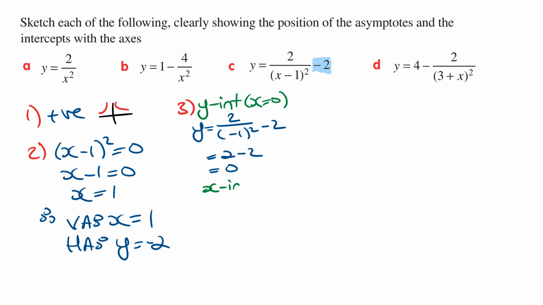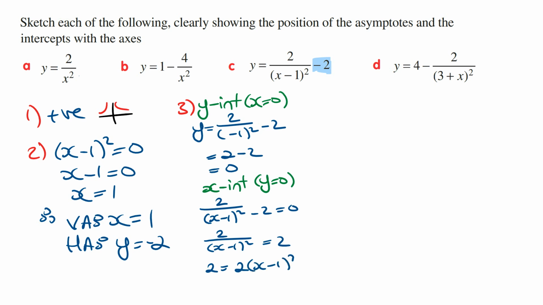For the x-intercept, we let y is equal to 0 and then solve for x. And so we're going to get 2 over x minus 1 squared, minus 2, is equal to 0. Taking minus 2 to the right-hand side, we're going to get 2 over x minus 1 squared is equal to 2. Multiplying both sides by x minus 1 squared, we're going to get 2 is equal to 2 times x minus 1 squared. Dividing both sides by 2, we're going to get 1 is equal to x minus 1 squared. Taking the square root of both sides, this is going to be plus or minus 1 is equal to x minus 1.